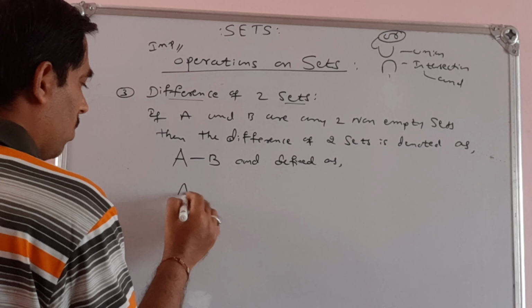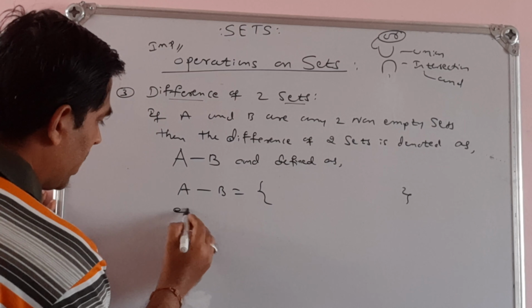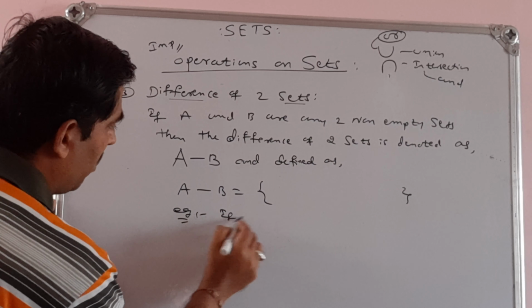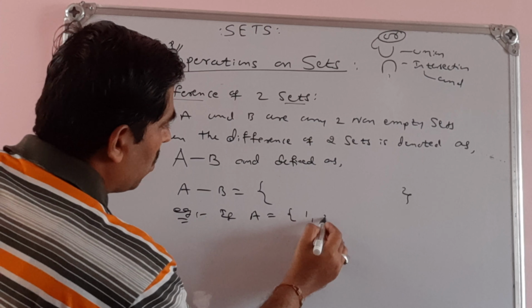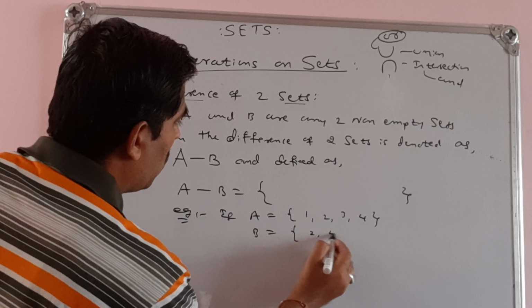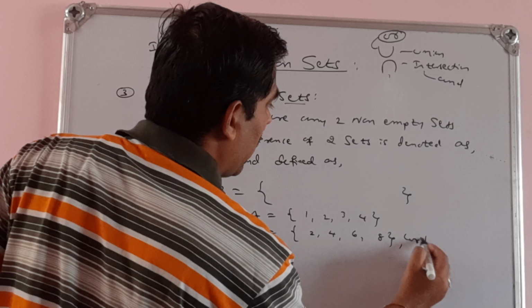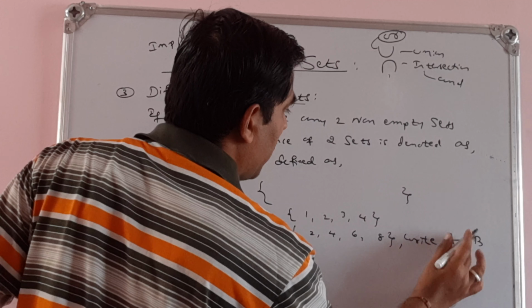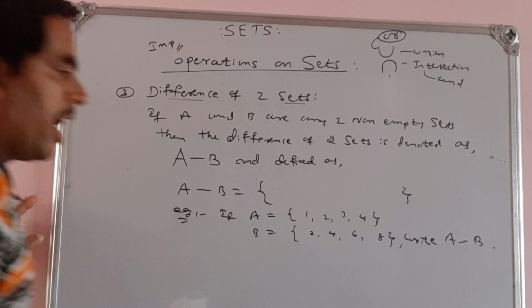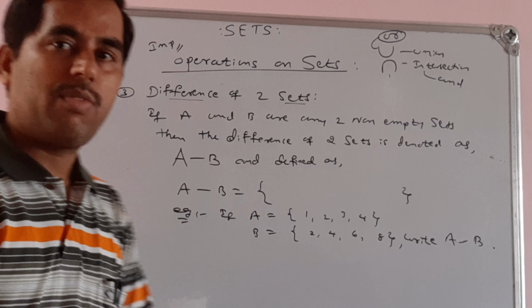How do you define this? See, A minus B. Once again I will leave this space and take one example. See, if A is equal to 1, 2, 3, 4, then B is equal to 2, 4, 6, 8. Write A minus B. Observe carefully, these are the important concepts for your next chapters. So the basics are very important for you.